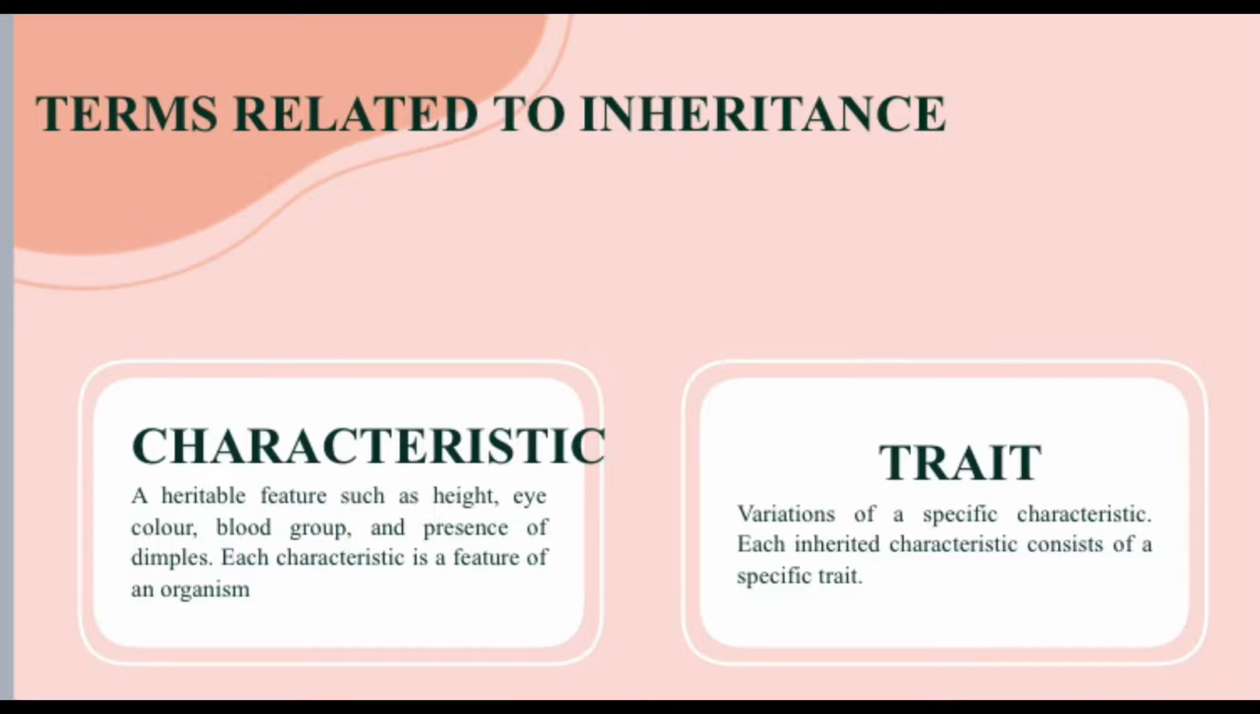So next we got characteristic and traits. A characteristic is a heritable feature such as height, eye color, blood group, and presence of dimples. So each characteristic is a feature of an organism. For trait, a trait is a variation of a specific characteristic. Each inherited characteristic consists of a specific trait. For example, height is a characteristic, whereas tall or dwarf is a trait.